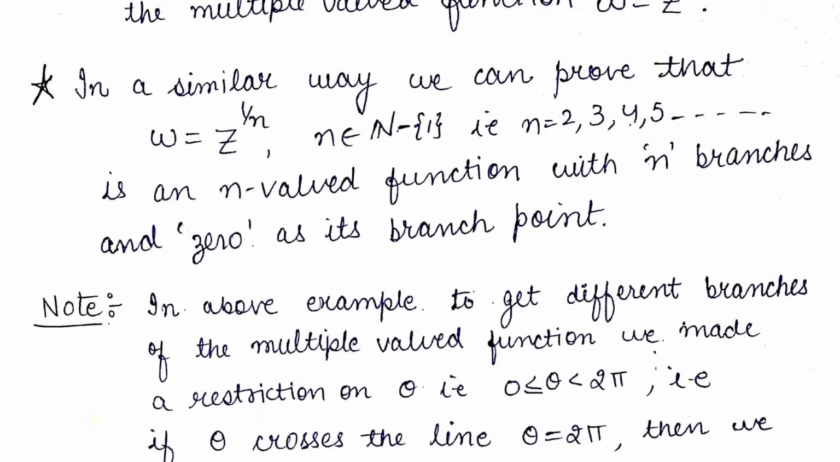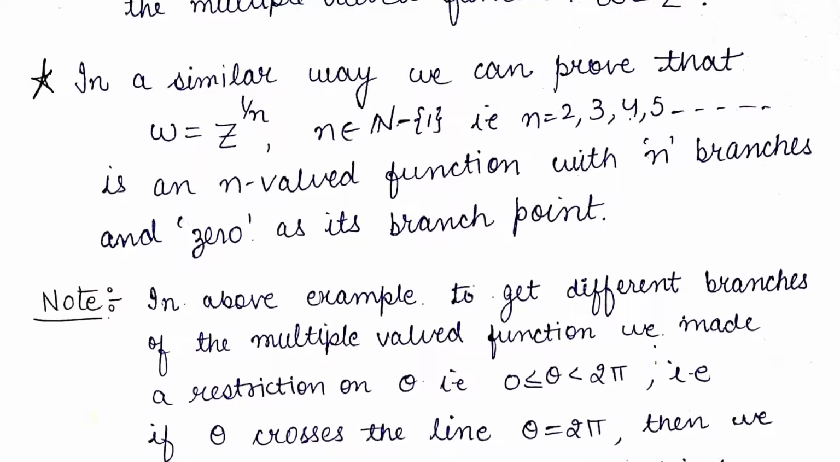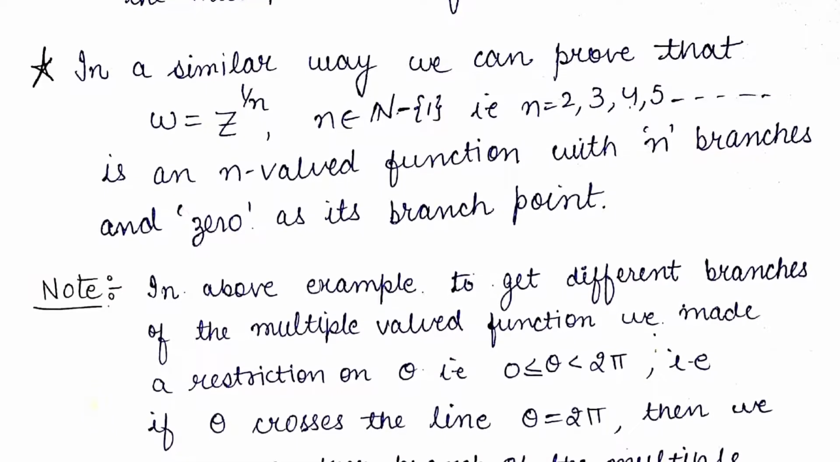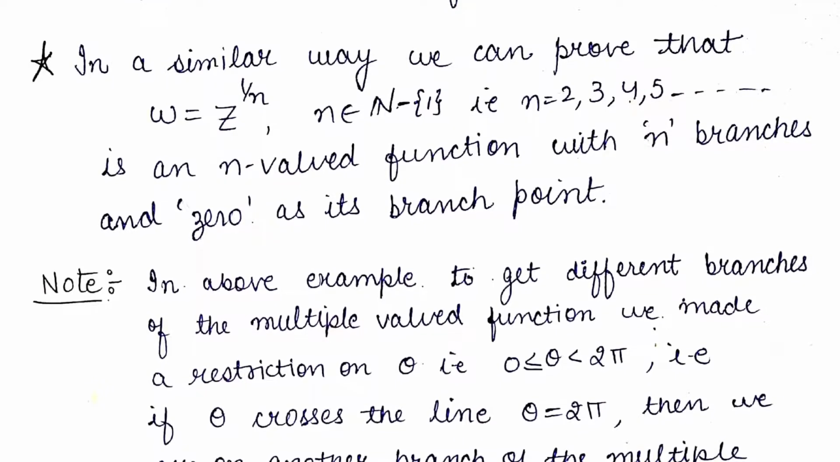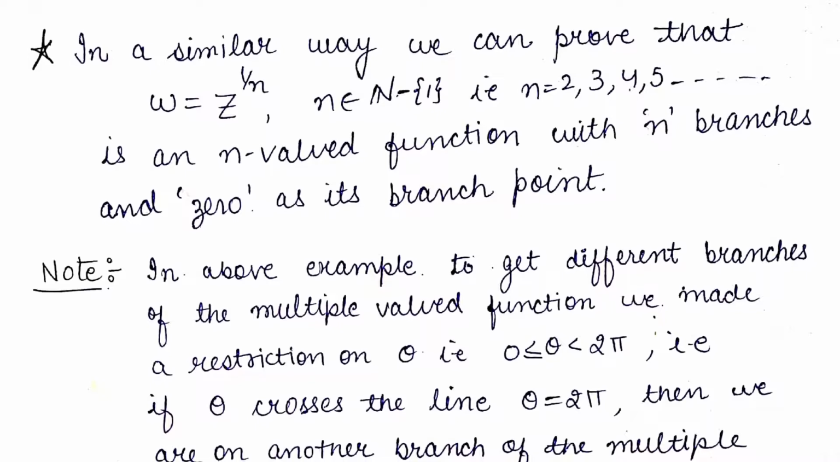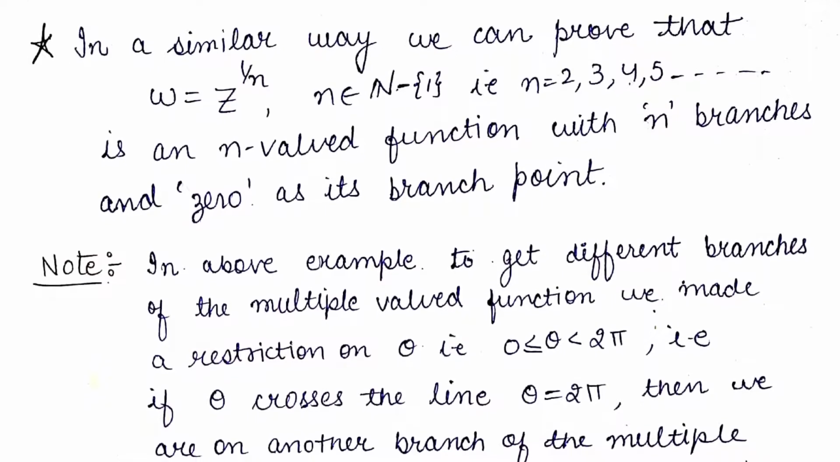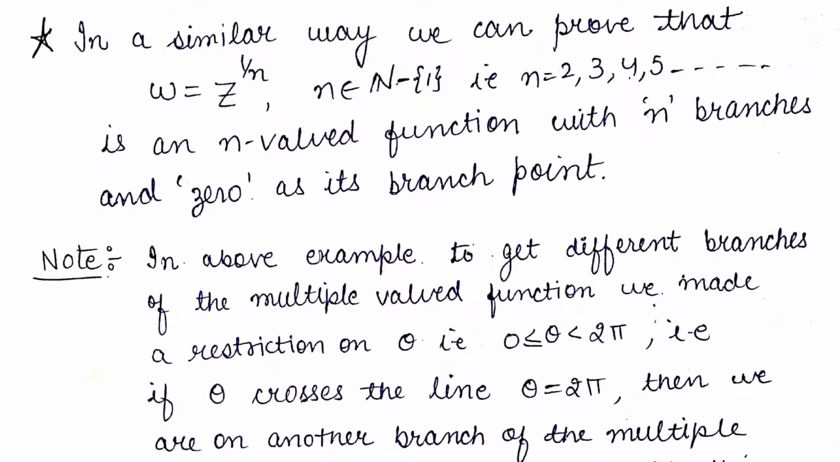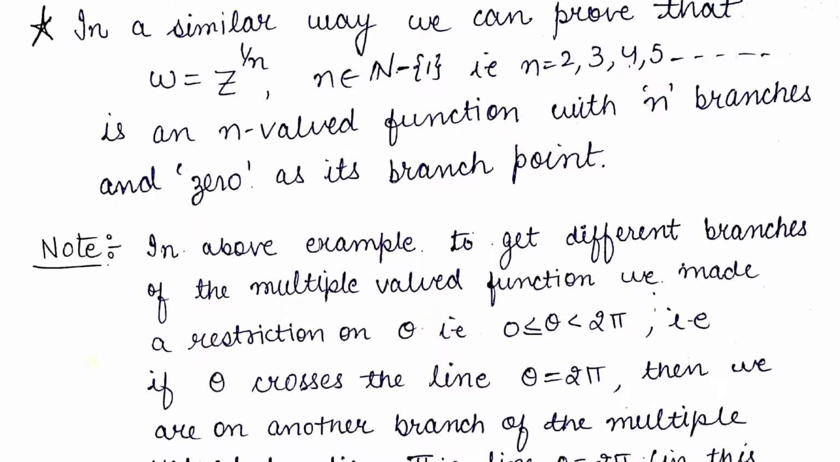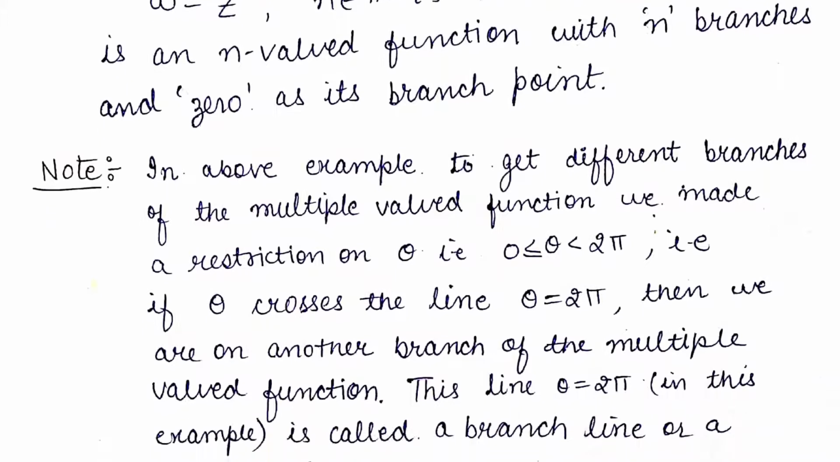In a similar way, we can prove that the function w is equal to z raised to power 1 by n, where n belongs to natural numbers minus 1, that is n can take the value 2, 3, 4, 5 and so on, is an n-valued function with n branches, and here also 0 will act as its branch point.